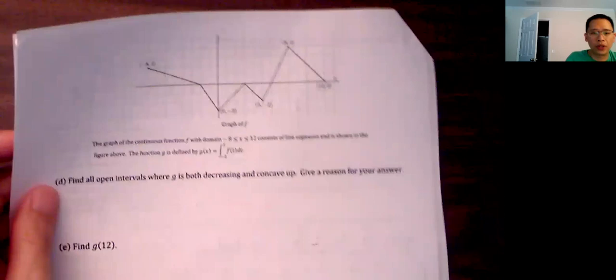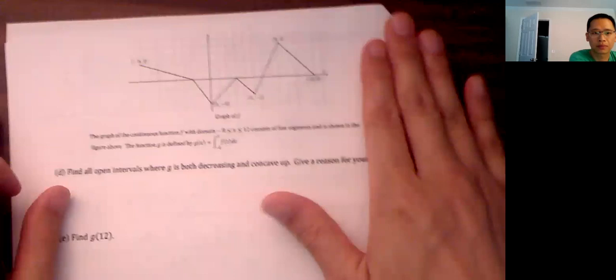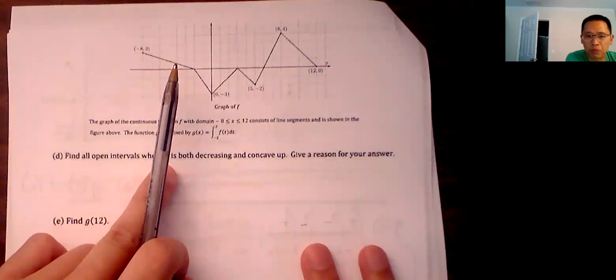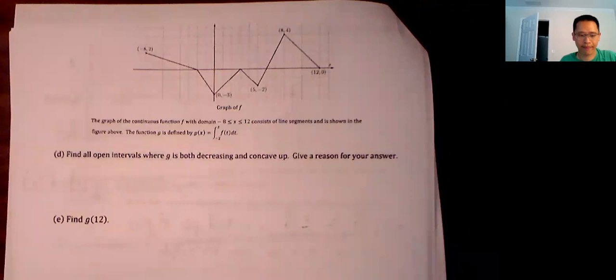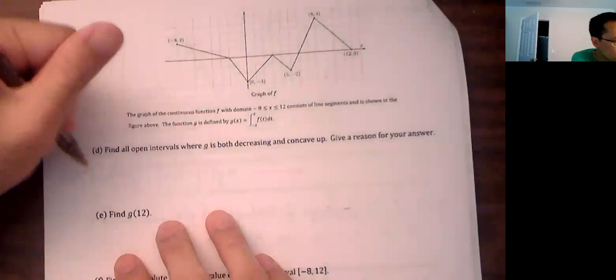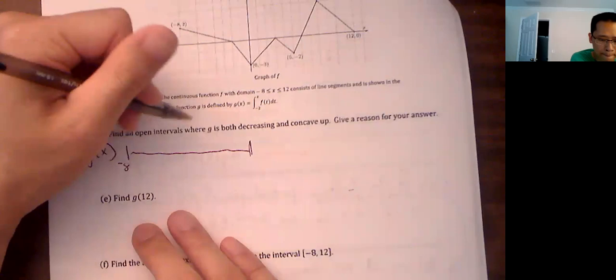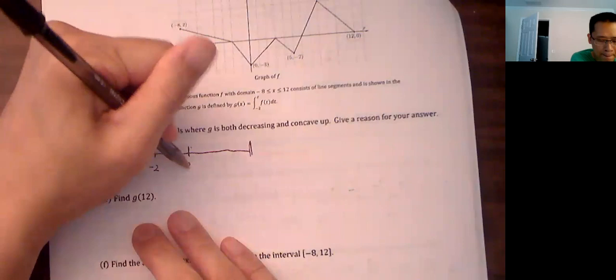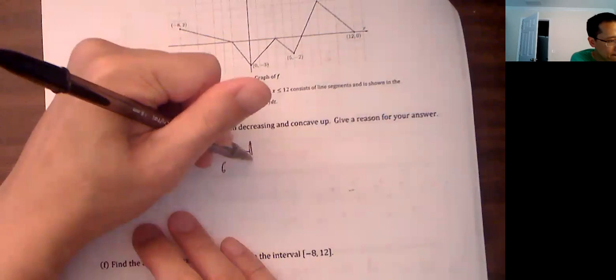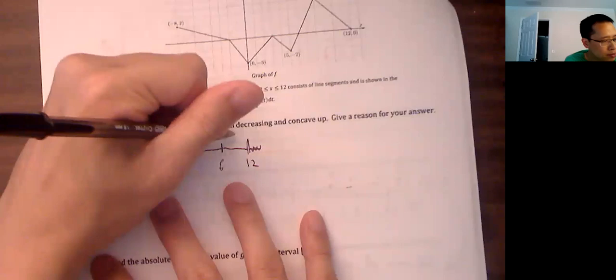So continuing with the derivative graph, it's just a little bit more extended. So I have here D through H. All right, find all the values where our graph of G is both decreasing and concave up. Now we have the slope information from part A and B, right? So we have that information already. I'm just going to rewrite that again. Okay, so positive slope, negative slope, negative slope, positive slope.